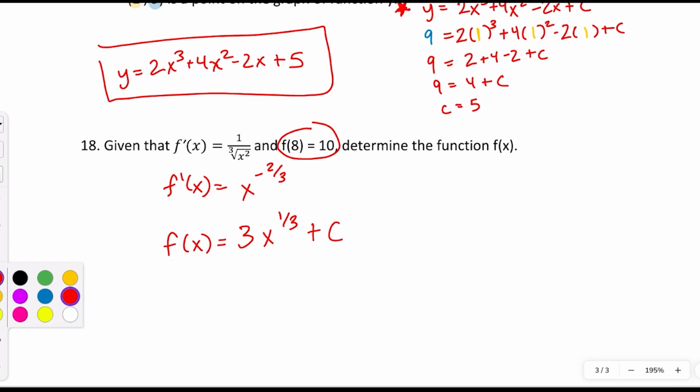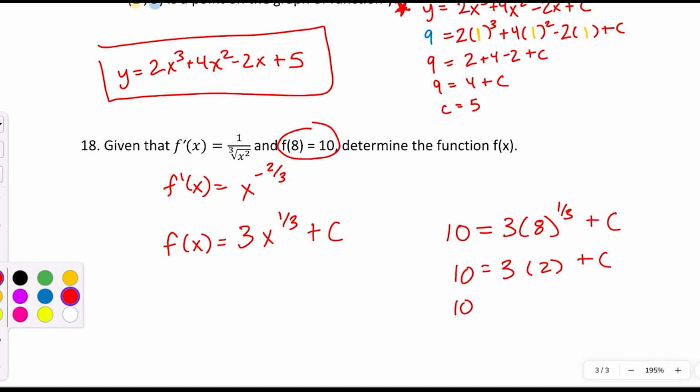So out to the side here, I'm just going to rewrite this as 10 equals 3 times 8 to the 1/3 power plus c. Now, when you're raising something to the 1/3 power, what are you actually doing to it? If you're raising something to the 1/2 power, what are you doing to it? Taking the square root. Exactly, that's what square root means. So if you're raising something to the 1/3 power, you're taking the cube root of it. So what's the cube root of 8? 2. Yeah.